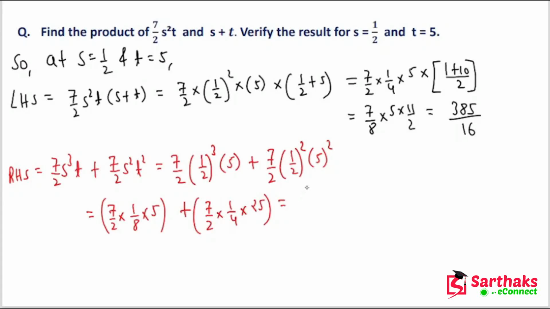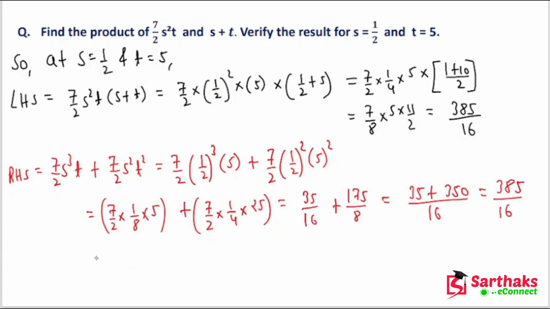Okay, so you can clearly see how we have to deal. So it is 7 into 5, that is 35 whole upon 16, right? And this would be 25 into 7, that is 175 whole upon 8. If you take the LCM, it would be 35 only. This would be 2 into 175, that is 350, which gives 385 whole upon 16. So clearly LHS equals RHS, hence verified. So the product which we have calculated was absolutely correct.